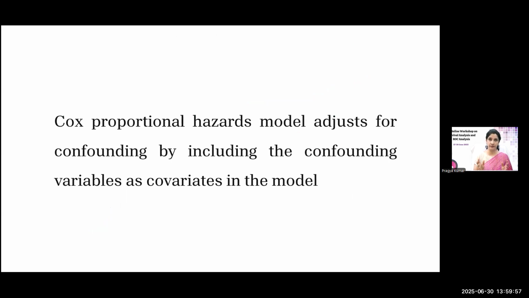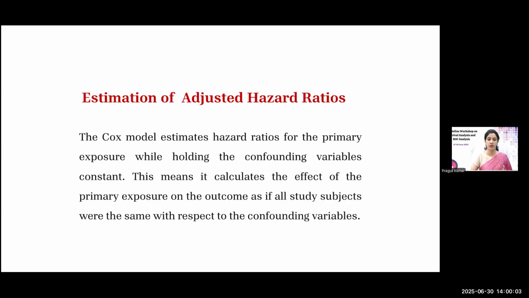Again, this adjusts for confounding, including the confounding variable as a covariate in the model, and the hazard ratio is also called the adjusted hazard ratio, the way we used to call it the adjusted odds ratio. You remember crude odds ratio versus adjusted odds ratio. Similarly, here you will see a crude hazard ratio, unadjusted versus adjusted.